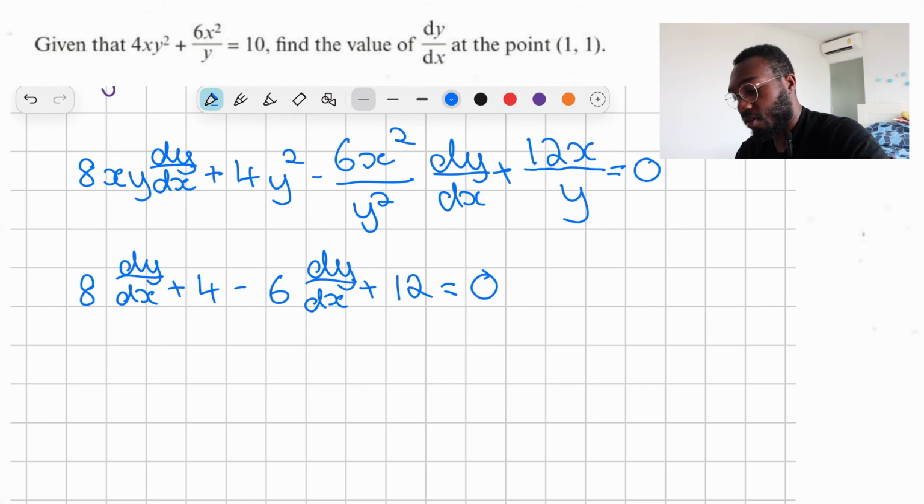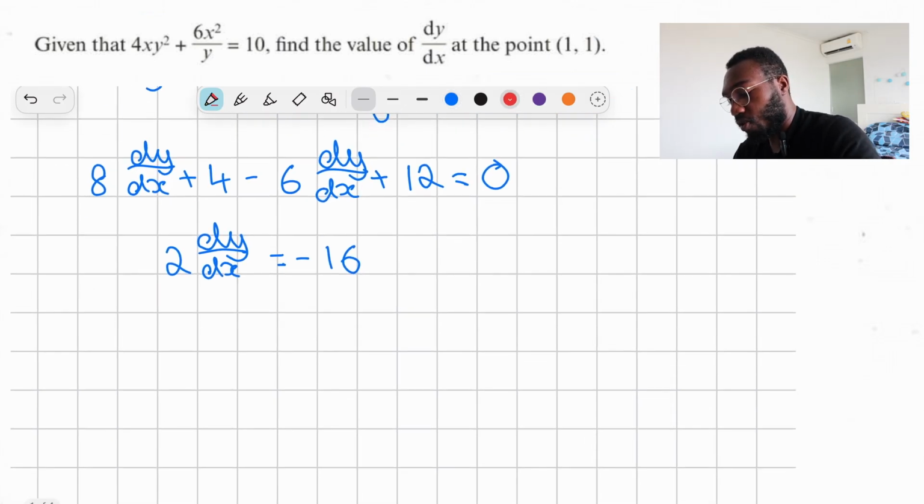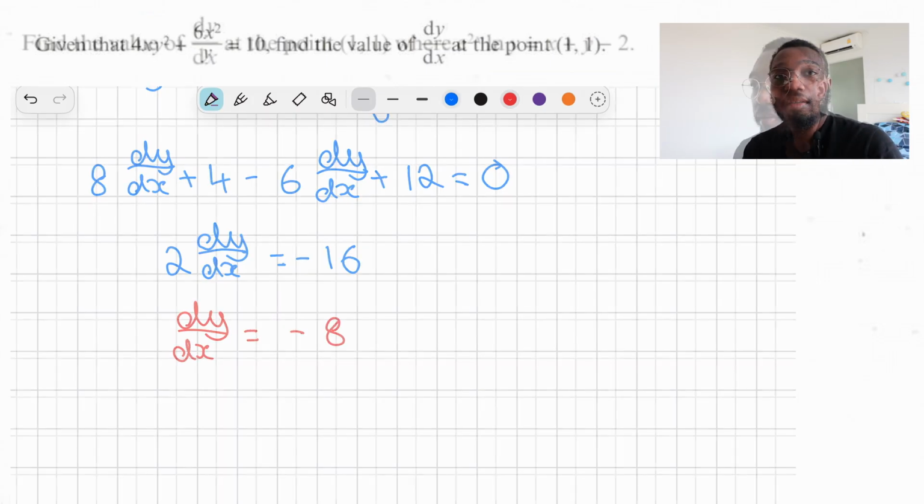And if we collect our like terms together, we would get a 8 dy over dx minus a 6 dy over dx. That is a 2 dy over dx. And then, well, we have a positive 16, so we bring it to the other side, it becomes a negative 16. And therefore, if we just divide by 2, we get dy over dx is equal to minus 8.